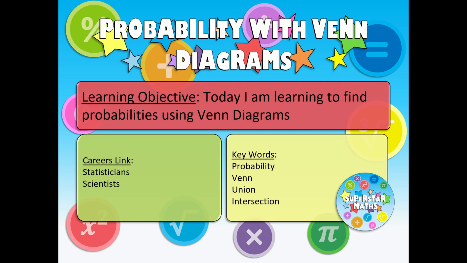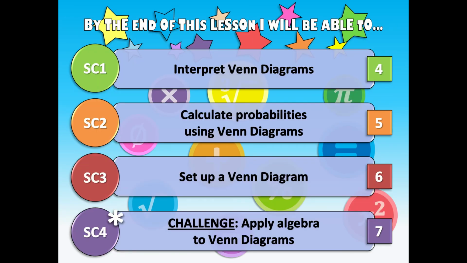Hi guys, welcome back. Today we are learning to find probabilities using Venn diagrams. We've got 4 success criteria, and the first one is to interpret Venn diagrams.